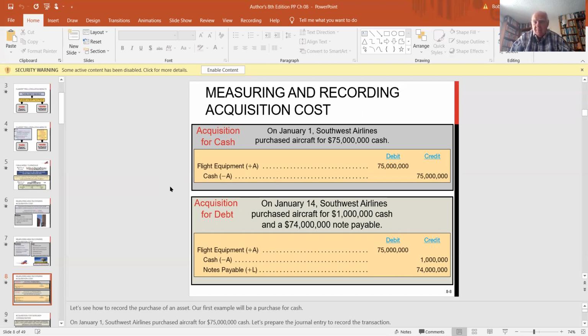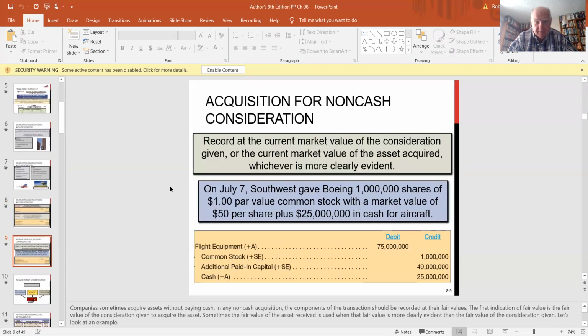They're going to debit the equipment for $75 million, credit cash for the $1 million, and Southwest Airlines takes on a note, meaning they're going to be paying the $74 million plus interest over the next period of years. Or you can buy the plane without any cash.